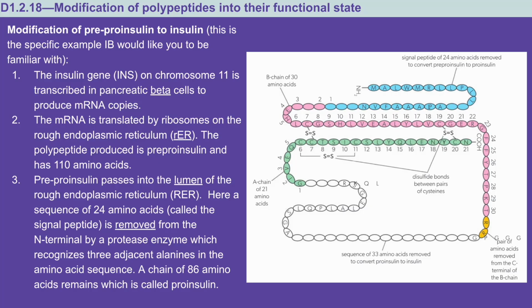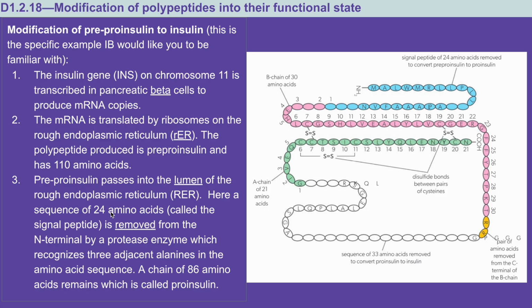And so those ribosomes are making proteins just like free ribosomes floating around in the cytoplasm, but the proteins are being made directly into the center of those membrane-bound sacs of the RER, the center called the lumen. So the polypeptide that's produced is called pre-proinsulin, and it has 110 amino acids. As it's made, it passes into the lumen, or the center of that RER.